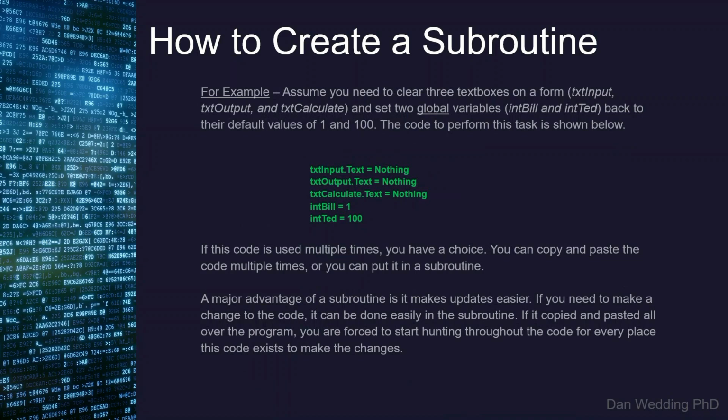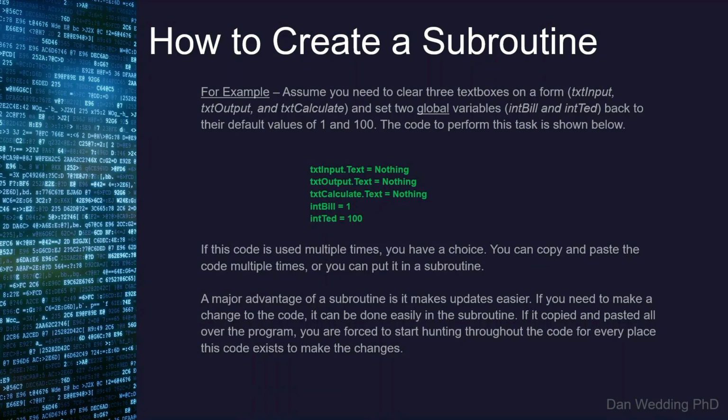Assume you need to clear 3 text boxes on a form and set 2 global variables back to their default values of 1 and 100. The code to perform this task is shown below. If the code is used multiple times, you have a choice. You can copy and paste the code multiple times, or you can put it in a subroutine.